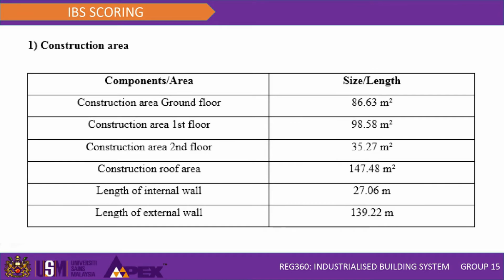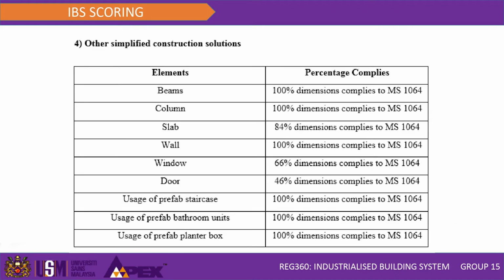So this is our construction area. Our construction area for ground floor is 86.63 meters square. For first floor, 98.58 meters square. For second floor is 35.27 meters square. And our roof area is 147.48 meters square. And the length of our internal wall is 27.06 meters. And the length for external wall is 139.22 meters.